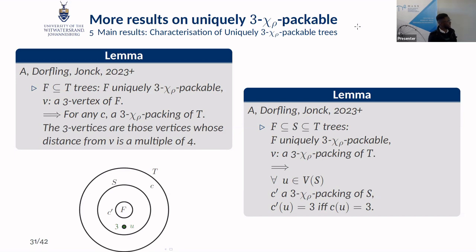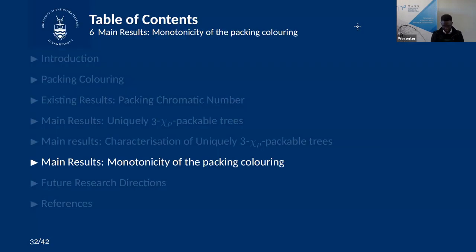And actually, this lemma is a direct consequence of this one, because we are saying if you have this, then for all u that is in the vertex set of your X, the three-part partition will only be three if and only if the other coloring is also three.